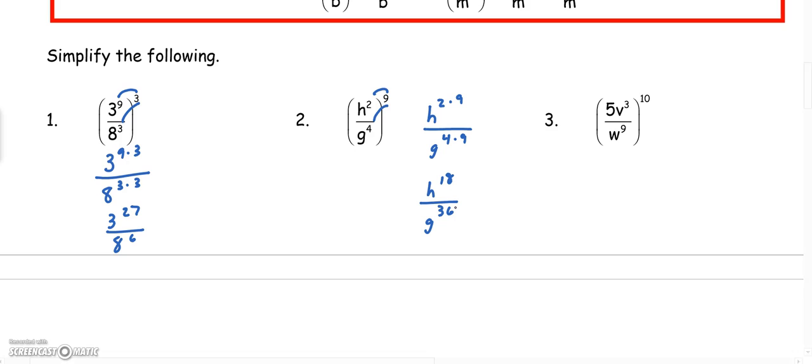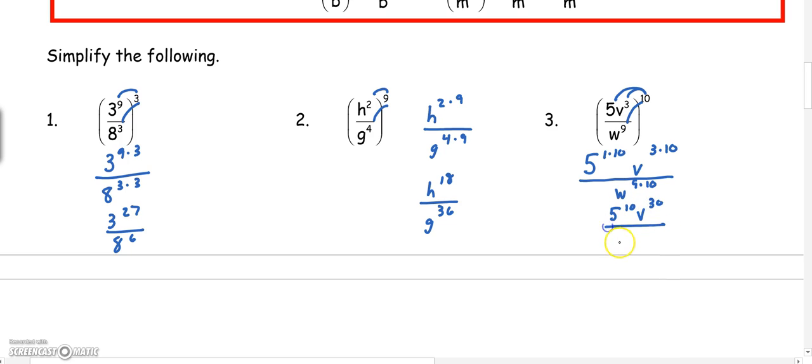Number 3, we have 5v to the 3rd over w to the 9th, all raised to the 10th. So this 10 has to go to everything. It has to go to my 5, to the v with the exponent, and the w with the exponent. So we now have 5 to the 1 times 10, v to the 3 times 10, all over w to the 9 times 10. So when I simplify, I get 5 to the 10th, v to the 30th, and w to the 90th.